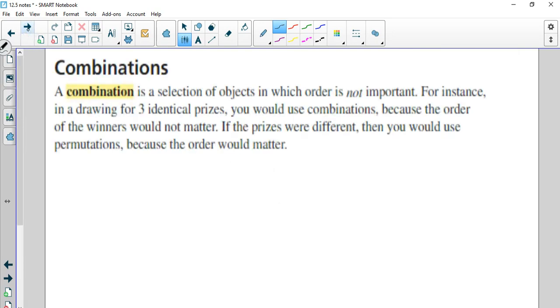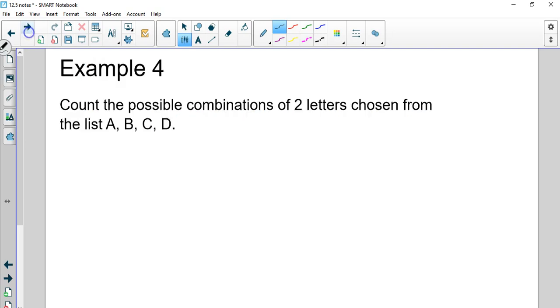Okay. Now, combination is where order is not important. Okay? So if you're drawing for 3 identical prizes, it doesn't matter which one you get. Order doesn't matter at all. Permutations does. That'd be like first, second, third prize. Okay, count the possible combinations of 2 letters chosen from the list A, B, C, D.